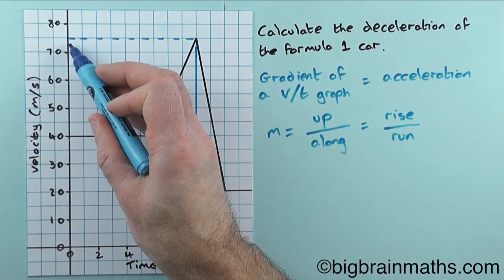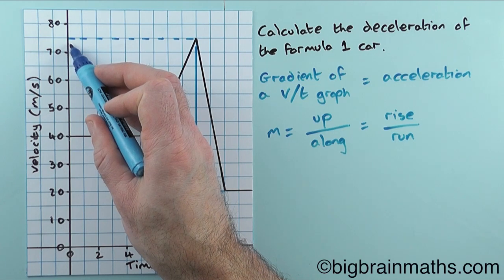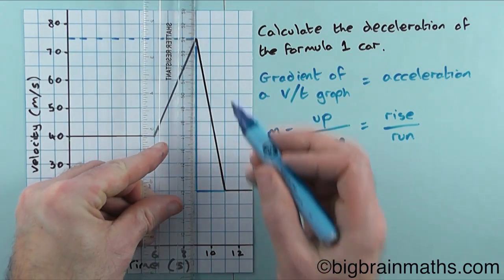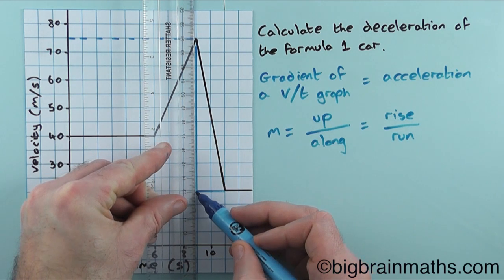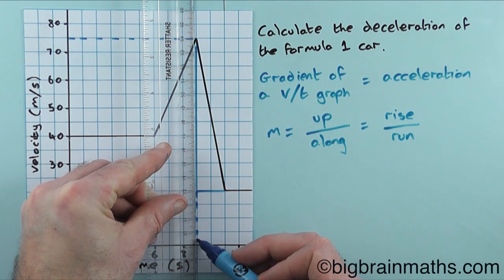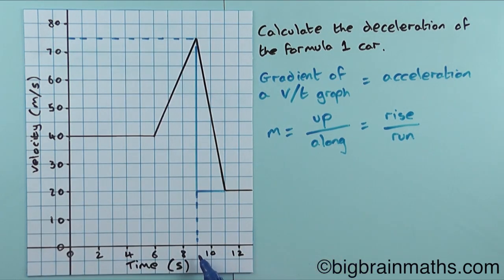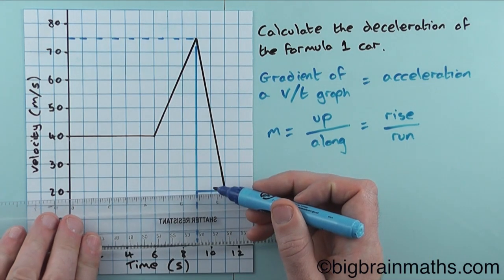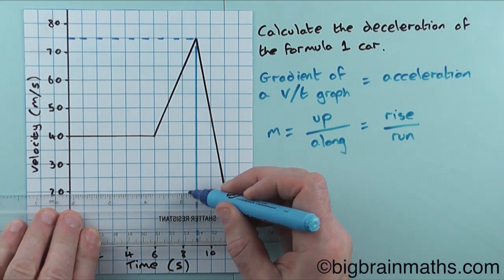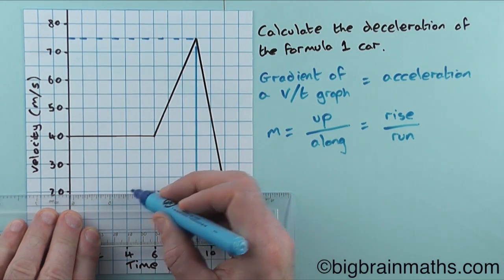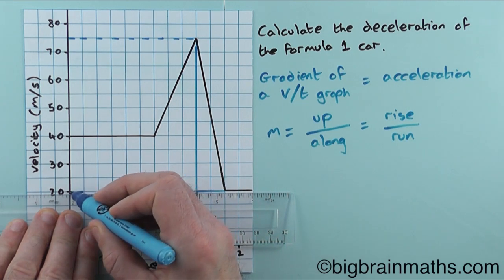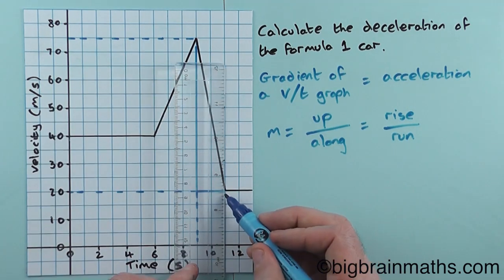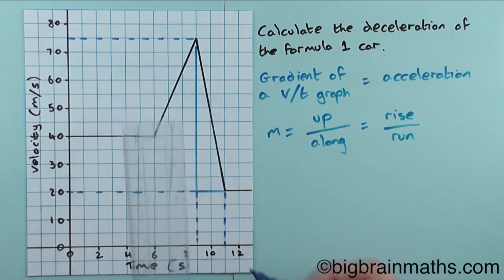And I can see that this value here is 75. And then I use my ruler and I draw a dotted line from this point vertically down until I get to the x-axis. And I can see that this time here is 9 seconds. Then I do the same to the end point of this line. So I draw a dotted line from the end point of this line horizontally across until I get to the y-axis, and vertically down until I get to the x-axis.